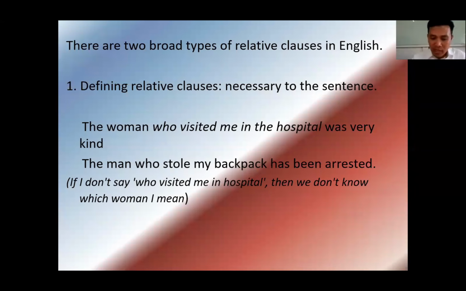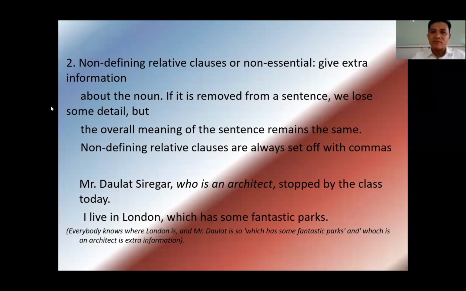The second one is the non-defining relative clause, or non-essential. This one only gives extra information about the noun. It's not really necessary because if we don't use that relative clause, we still understand. The sentence is still okay. So it's not really necessary, it's just extra information.